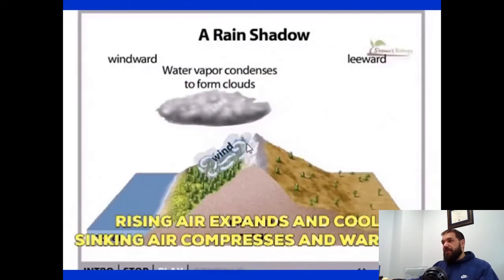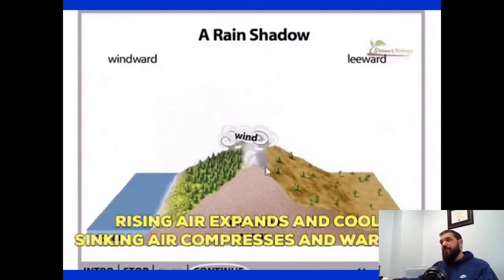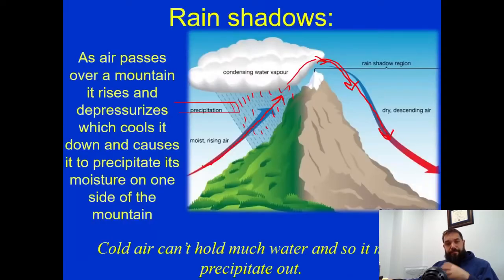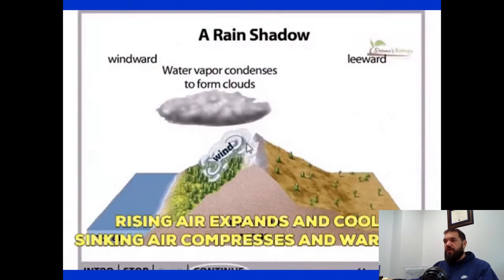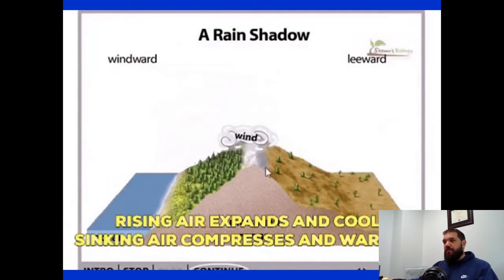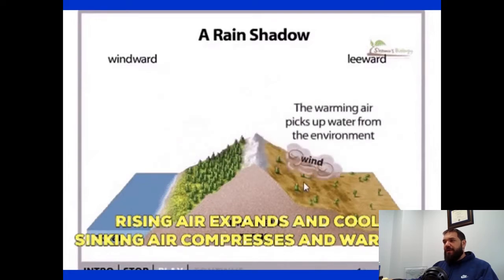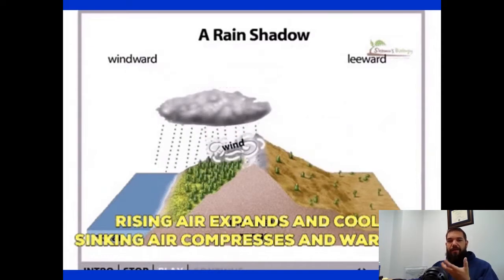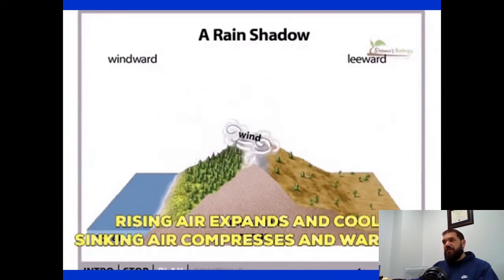So I can actually give you some examples of that in the next picture. Here's a little GIF video showing how this works. Just an animation. The water vapor condenses and forms clouds as it rises up over one side of the mountain. Then as it descends, it warms up, it compresses, and it creates a hot, arid environment on the other side of the mountain. That's what's called a rain shadow desert.